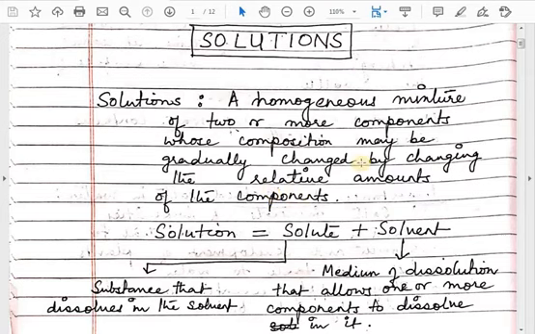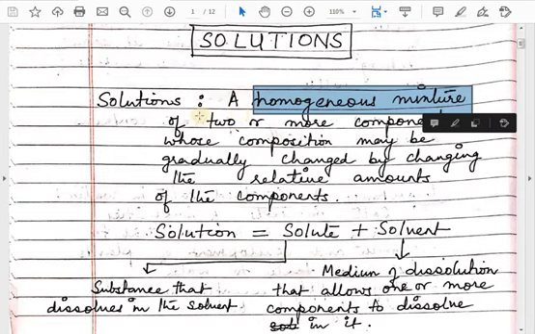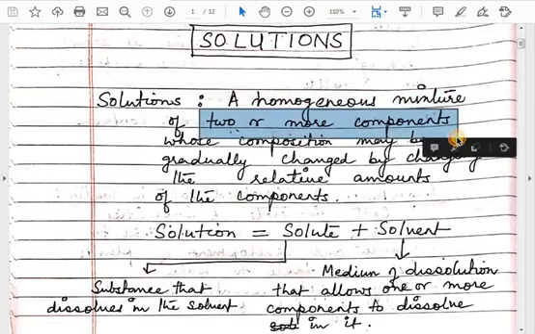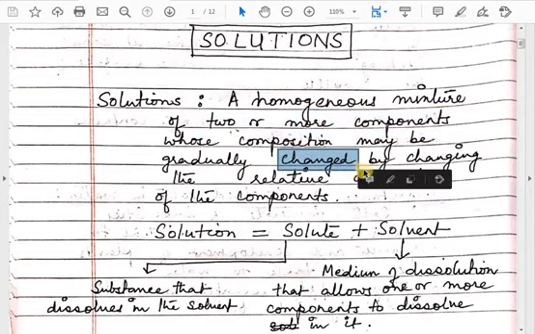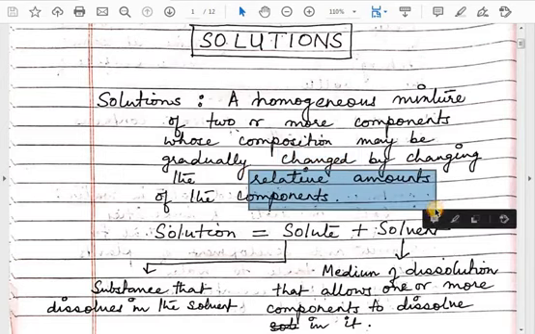What is a solution? A homogeneous mixture of two or more components whose composition may be gradually changed by changing the relative amounts of the components. So this is a homogeneous mixture. Two or more components are there and the composition can be changed, by changing the relative amount of the components. So this is the solution.